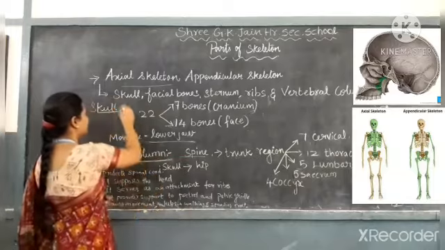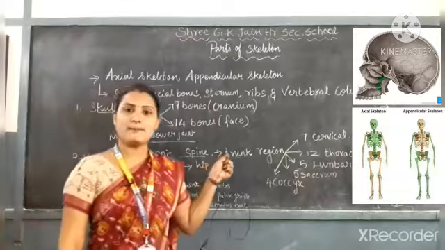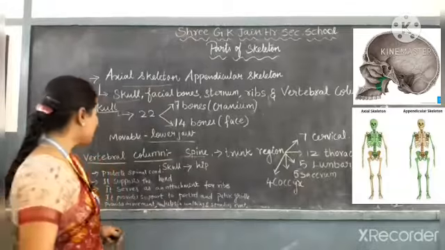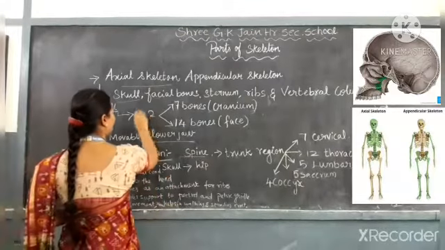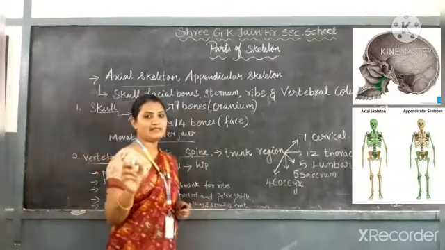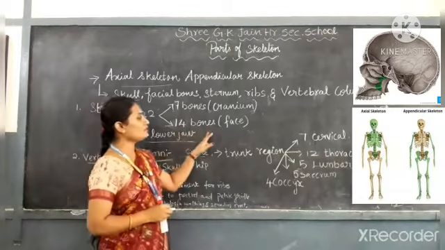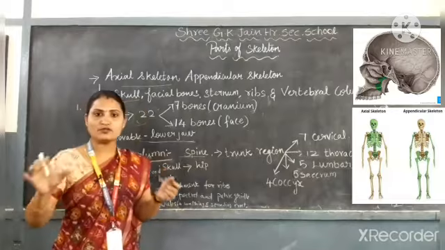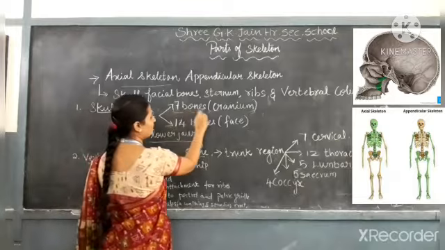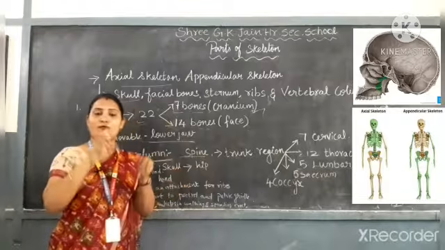Here the first one is the skull. The skull system is made up of a total of 22 bones. Out of these 22 bones, 7 bones are fixed together to form the cranium, and the remaining 14 bones are fused together to form the facial bones.